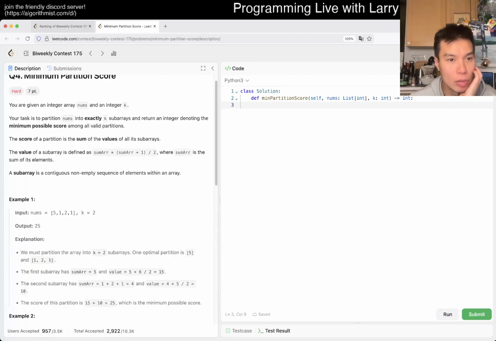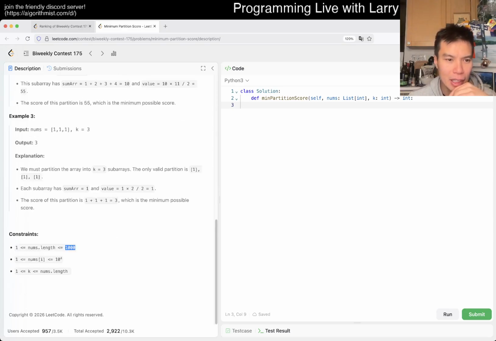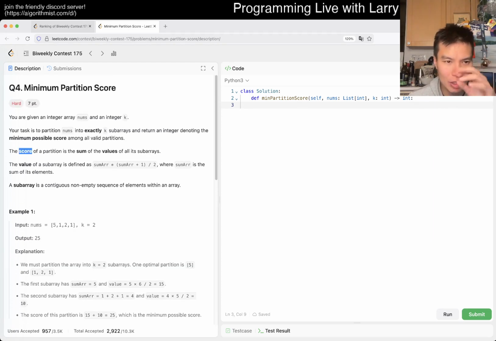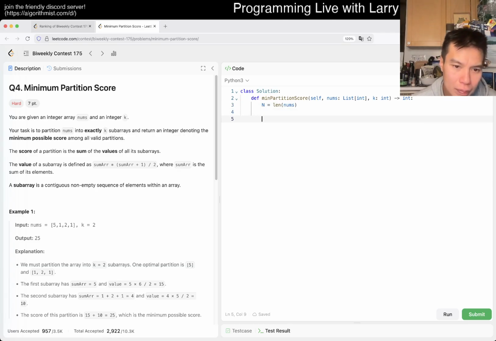Oh wait, no. The score is the sum. Okay, so I actually misread this. I mean, then I guess it's just DP. I thought the score was the minimum. Okay, whatever. Maybe I'll explain it, save it for the judge. But okay.